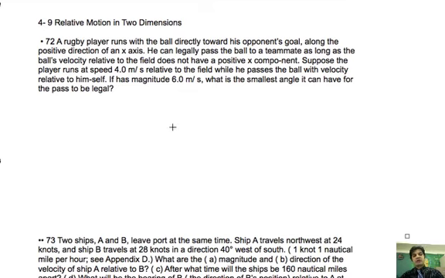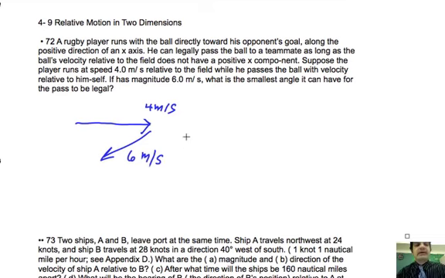So we've got a rugby player running with the ball directly towards his opponent's goal in the positive direction of the x-axis, just like this. If we skip a little bit ahead, we're told that he is moving at 4 meters per second. Now this player throws the ball at 6 meters per second, and we want to know the smallest angle that it can have for the pass to be legal. So we want to find this angle theta right here.